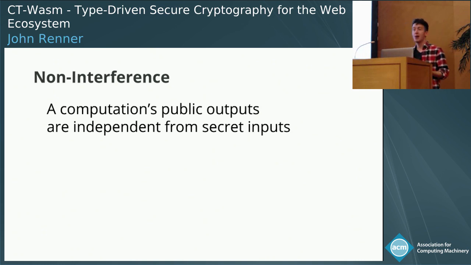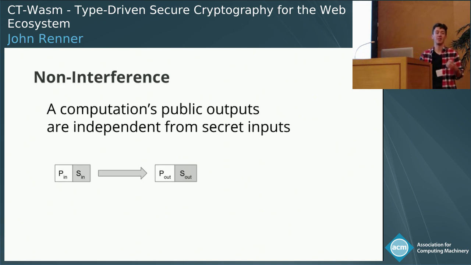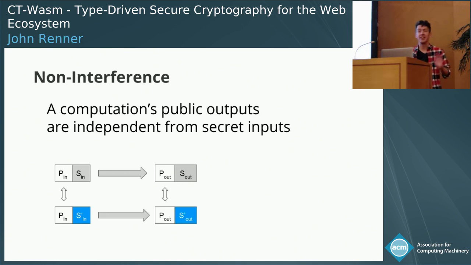So if we consider a computation as taking a set of public inputs and secret inputs and producing a set of public outputs and secret outputs, then if we shake up the secret inputs but keep the public inputs exactly the same and perform a computation, we should get the exact same public outputs. We have formalized this, we've proved it, we have it. But this is not enough to protect us from our side channels.